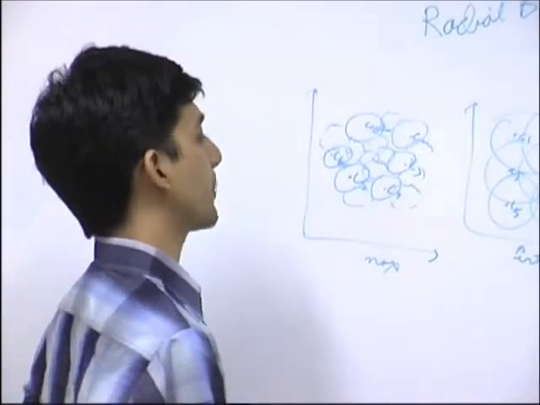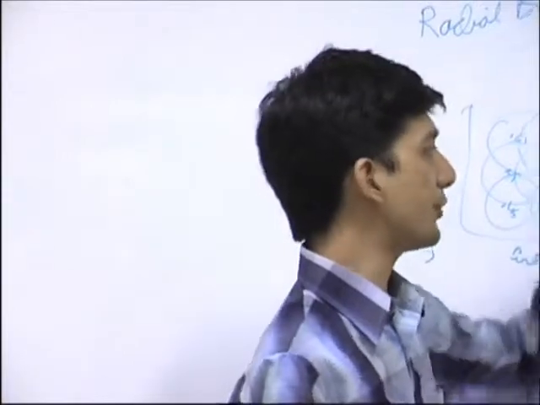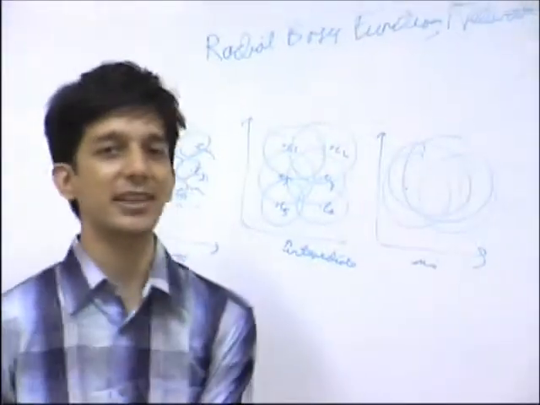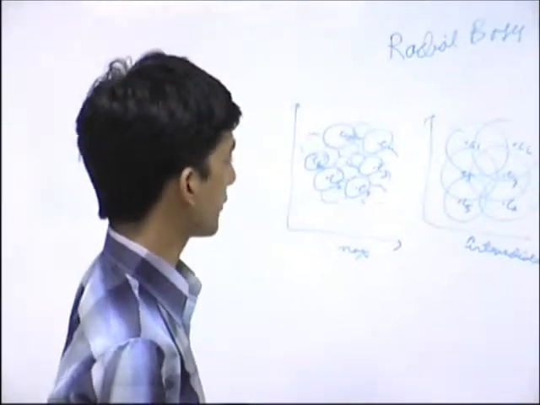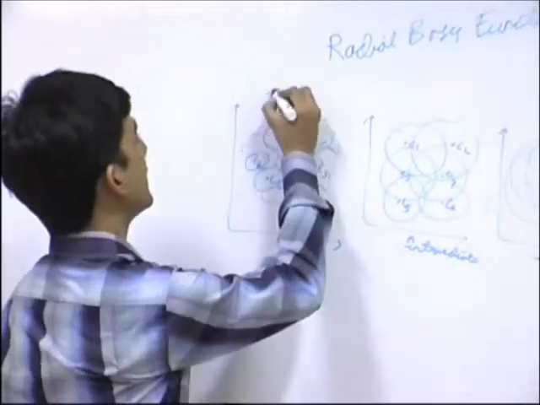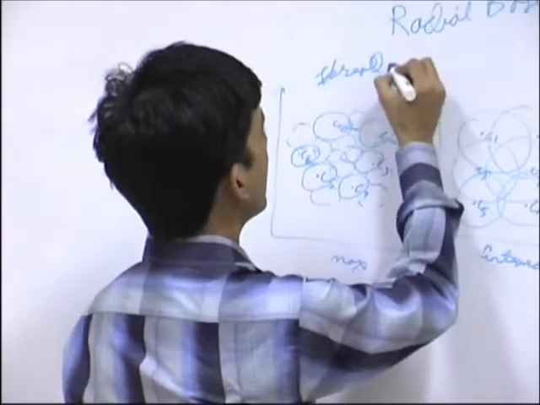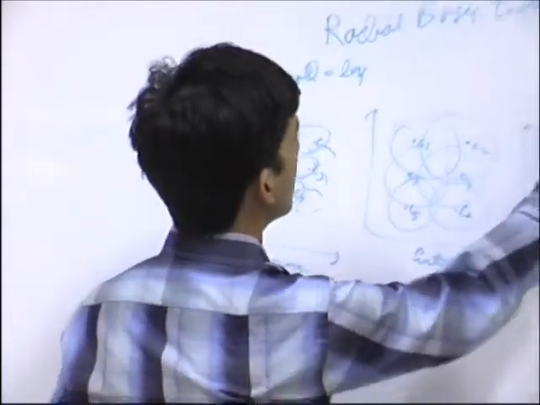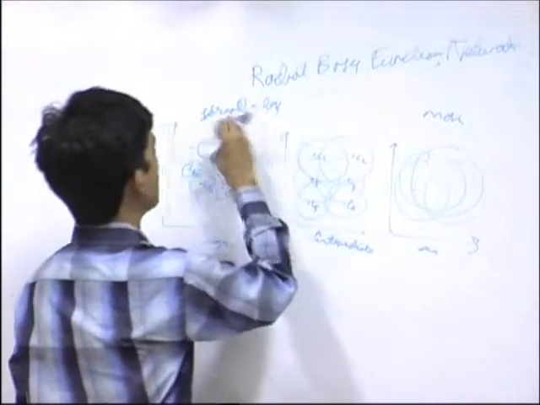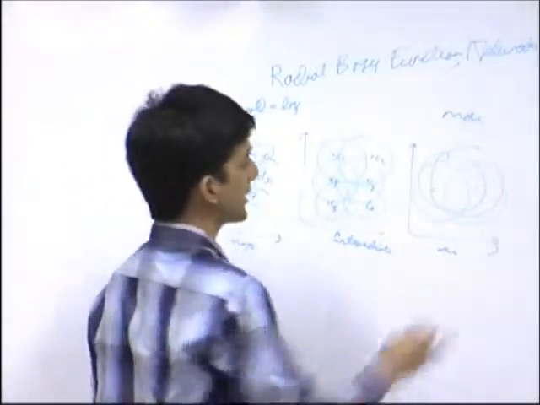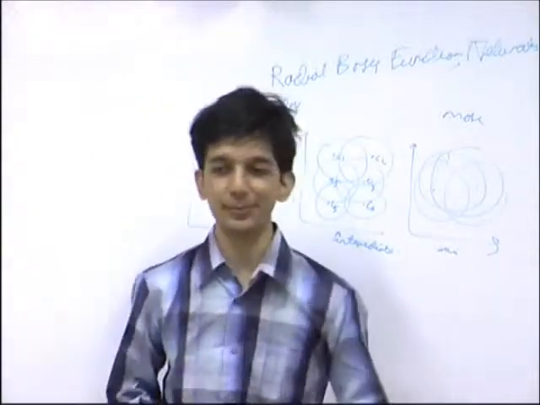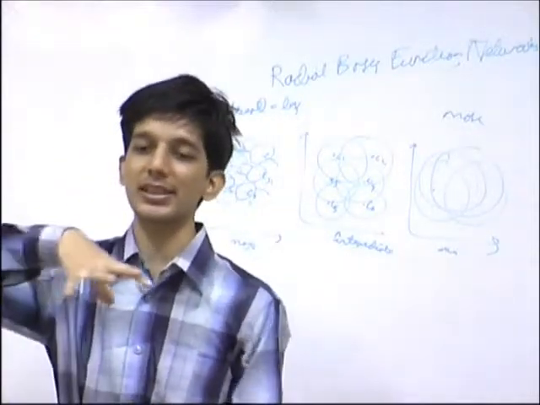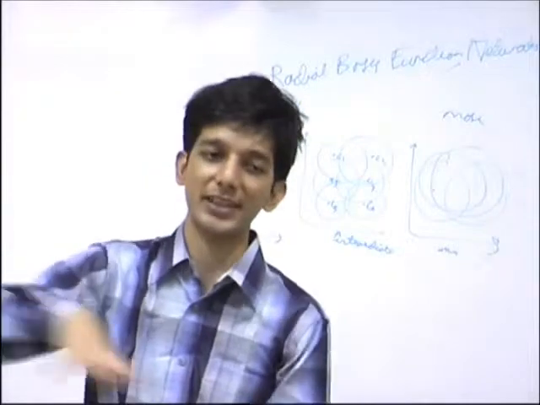So basically, if the spread is less, then you need more number of neurons to cover up the entire space. If the spread is more, then you need very few neurons to cover up the entire input space, because you know your ultimate goal is to cover up the entire input space by this set of neurons.